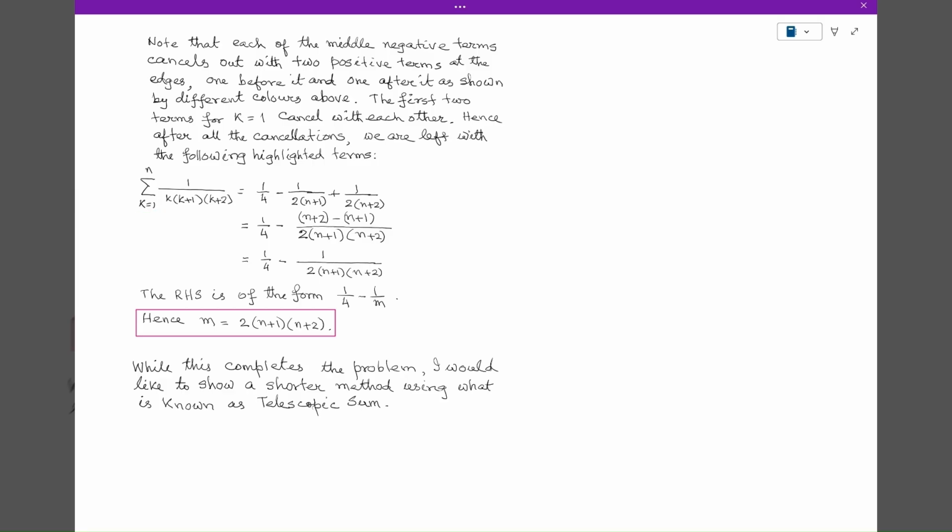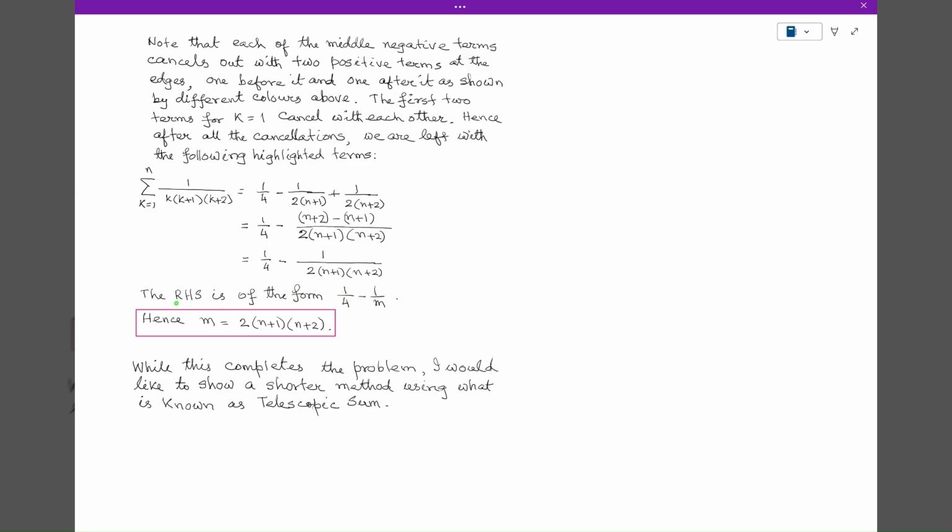Now, if we simplify the right hand side, we add up these two terms. We get at the denominator 2 multiplied by n plus 1 multiplied by n plus 2, and at the numerator we get n plus 2 minus n plus 1, which is equal to 1 by 4 minus 1 divided by 2 multiplied by n plus 1 multiplied by n plus 2.